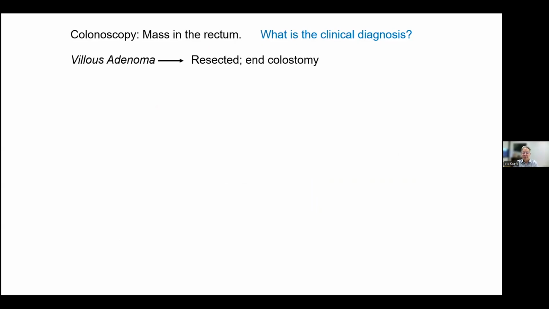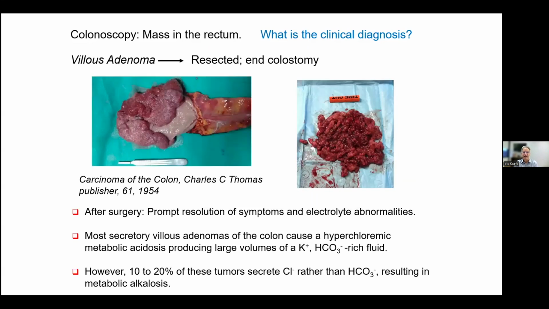Okay, so a villous adenoma was found, and it was first described in the 1950s. It was called carcinoma of the colon. After the mass was removed, everything subsided. So clearly it was due to the tumor. Now, you need to realize that medically, most villous adenomas cause a non-gap or hyperchloremic metabolic acidosis with large volumes of bicarbonate-rich fluid and potassium.